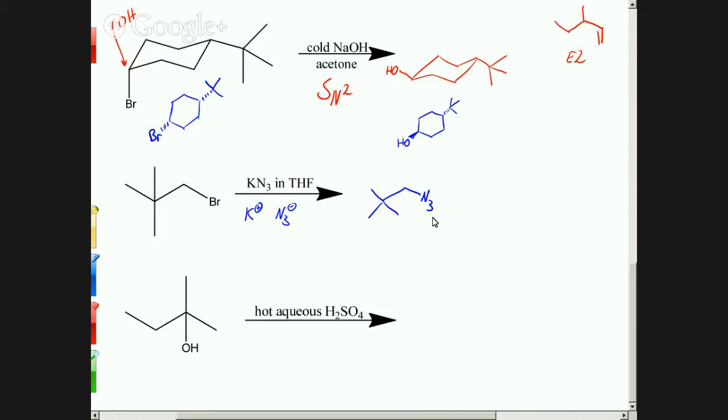All right, and this last one, what did you think? I like E2. Okay, why? Because the heat favors elimination. Aqueous sulfuric acid? Yeah. So I like E2. Okay, why E2 and not E1? Not sure. Anybody else have ideas about this one? This one was tough because it's a little different.